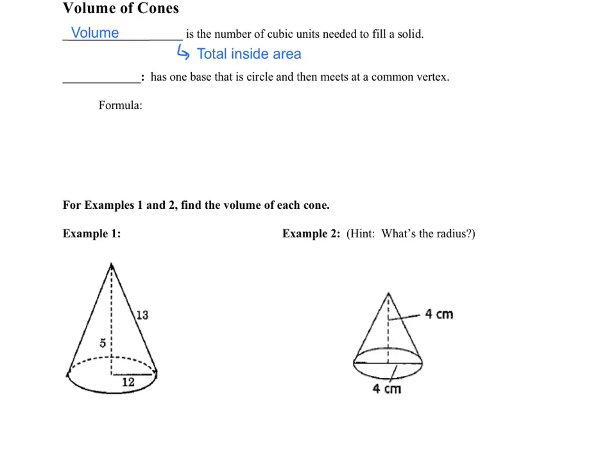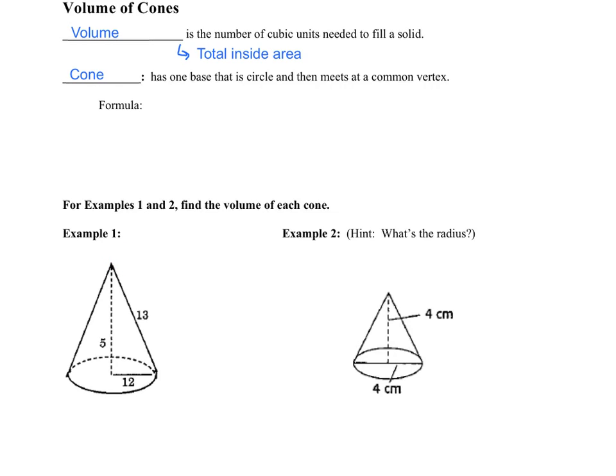Today we're going to discuss how to find the volume of a cone. A cone is a three-dimensional shape that has one base that is a circle. If you look below at the example, your base is a circle and it all meets at a common vertex. So here's your vertex.